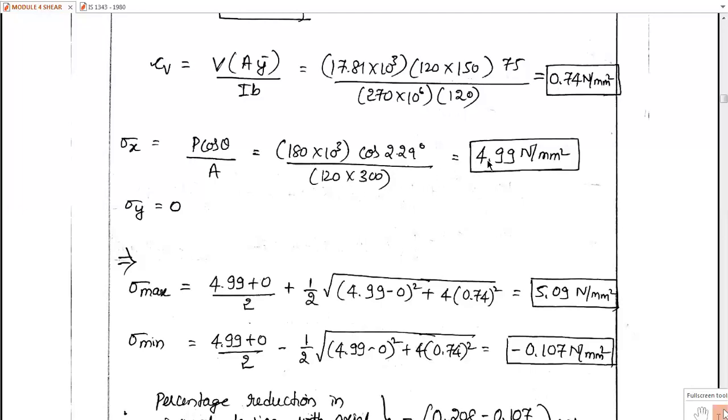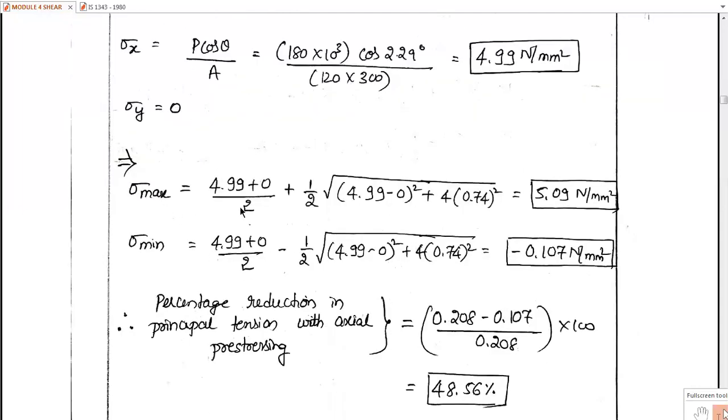We got sigma x as 4.99 Newton per mm square. Sigma y will be equal to 0. Substituting in the formula, we get sigma max as 5.09 Newton per mm square and sigma minimum as minus 0.107 Newton per mm square. Now we need to compare this sigma minimum with the axial pre-stressing and also parabolic pre-stressing.